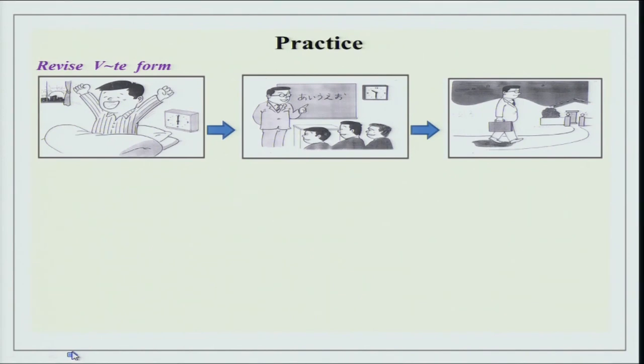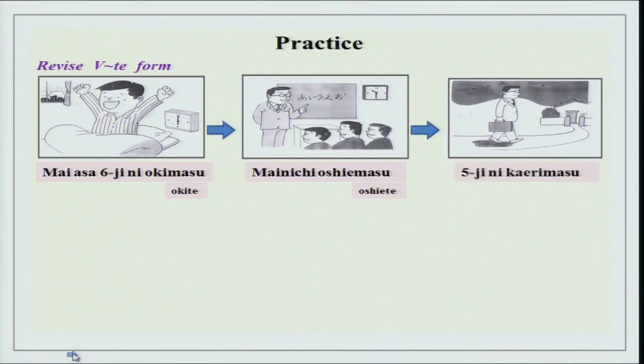Well, you have Tanaka-san in the morning, wide awake. Mai asa rokuji ni okimasu. Okiru is the verb, group 2, and okite. Then, mainichi, oshiemasu, oshieru, and oshiete. Then we have goji ni kaerimasu. What is the verb in plain form, dictionary form? Can you tell me? This is group 1, kaeru, and te form of the verb, kaette.